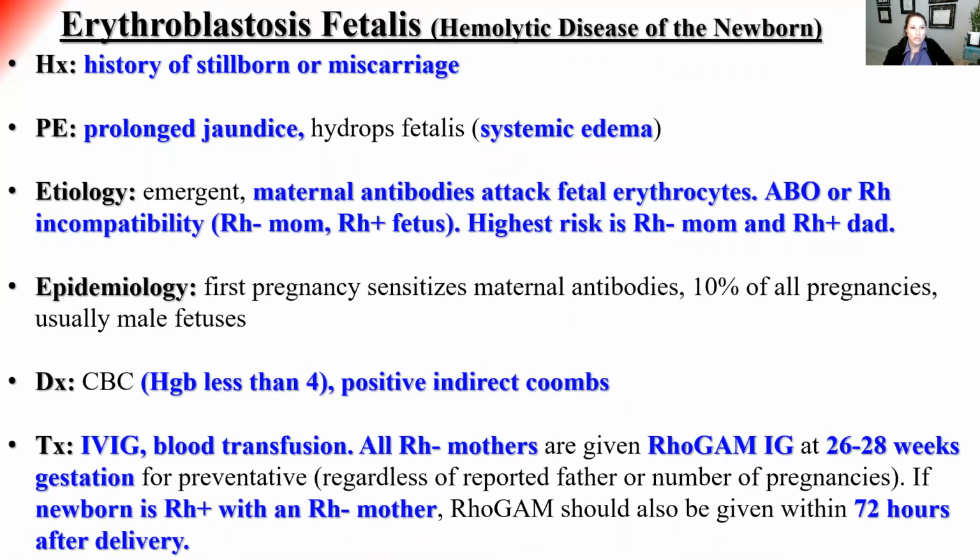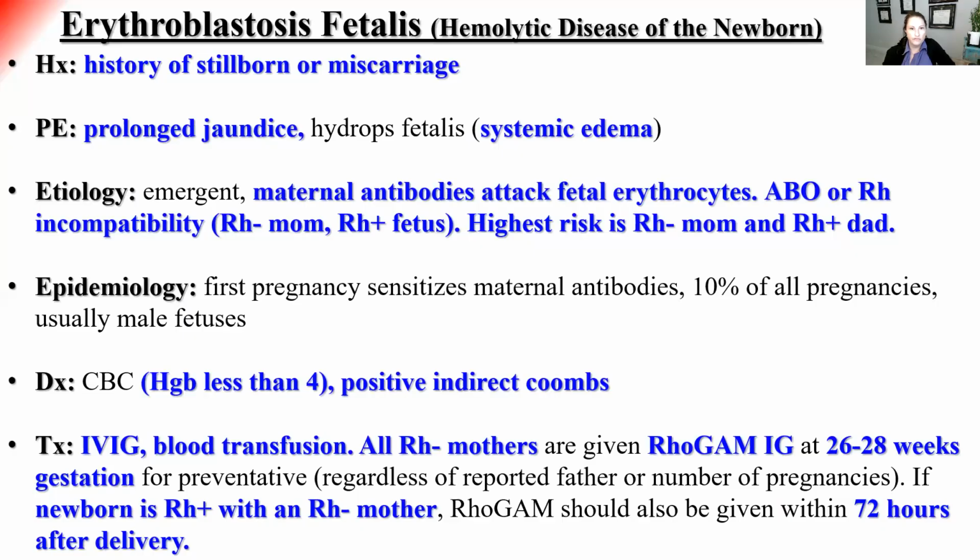Erythroblastosis fetalis, or hemolytic disease of the newborn. This is due to a mismatch between the fetal and the mother RH status. So a history of stillborn or miscarriage. This is important because it's the first pregnancy that sensitizes. So they don't have any issues the first pregnancy, but it's the first pregnancy that sensitizes. In the baby, if they're born with this, prolonged jaundice, but this is usually something that we know due to our routine screening during pregnancies and the RhoGAM shot, which I'll talk about.